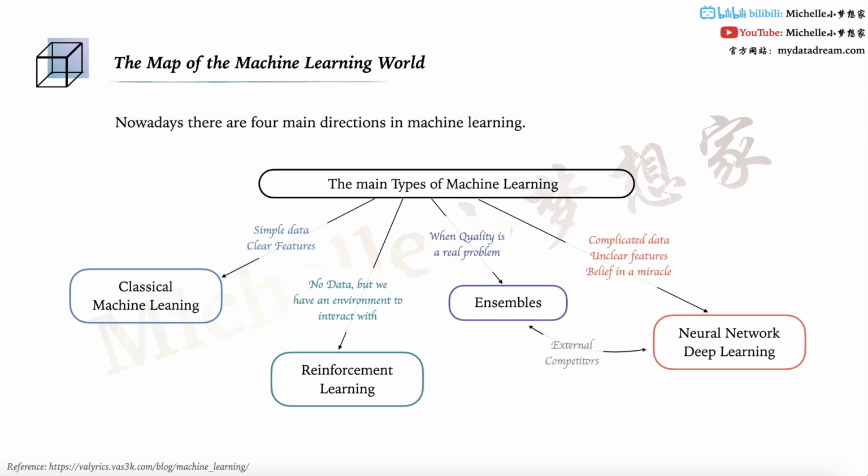Okay, let's start with some basic overviews. At present, machine learning is mainly divided into the following 4 directions. When the data is relatively simple and the feature information is very clear, classic machine learning is always a good choice. If we do not have enough data, but we can interact with the data or actions to a certain extent, then we can choose reinforcement learning. If quality is very important, then we will choose ensemble methods with high probability. The last one, for more complex data and unclear features, we can use neural networks and deep learning when we don't have any ideas, but still think there is some potential.